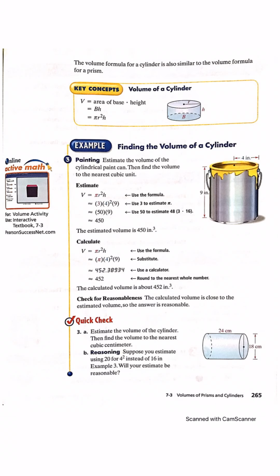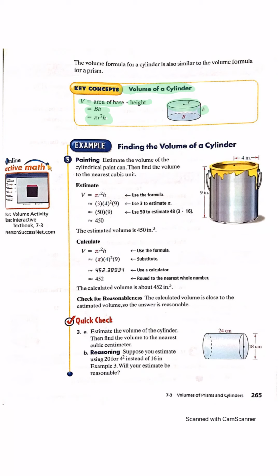The volume formula for a cylinder is also similar to the volume formula of a prism. So once again, take notes. This is what you will need to know. The volume equals the area of the base. So, right, we have to be able to figure out the area of a circle times the height. So the base times the height. So if you put that into an equation, you can also see that it's pi r squared times the height.